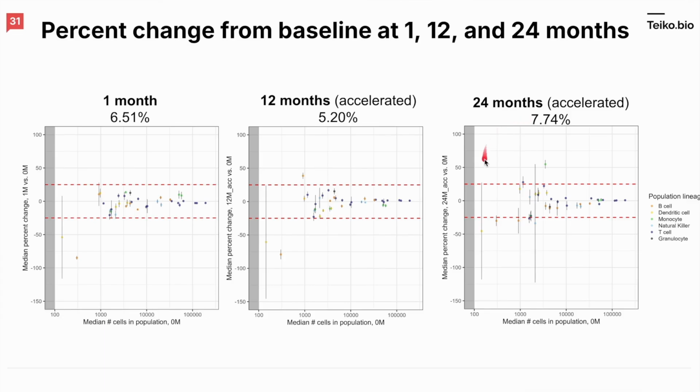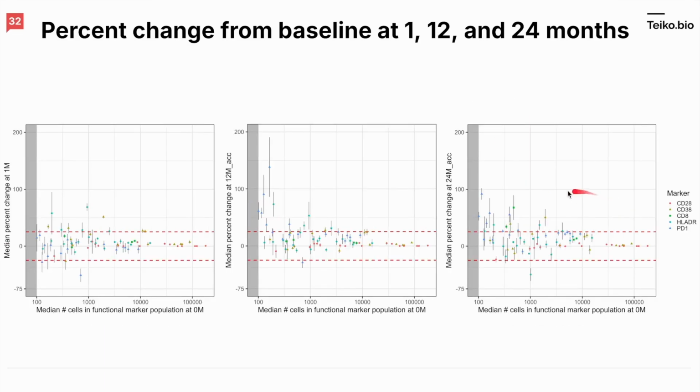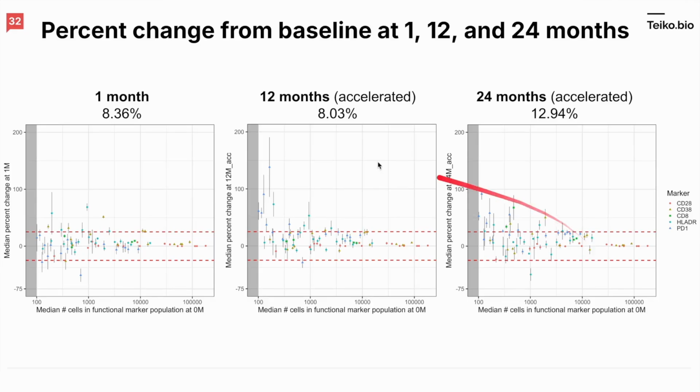And again, over here you can see all the individual populations colored by lineage. Here are the functional markers, CD28 to PD1, and then for 1 month, 12 month, and 24 month. So 1 month 8.36, 12 months 8%, 24 months 12.94%.